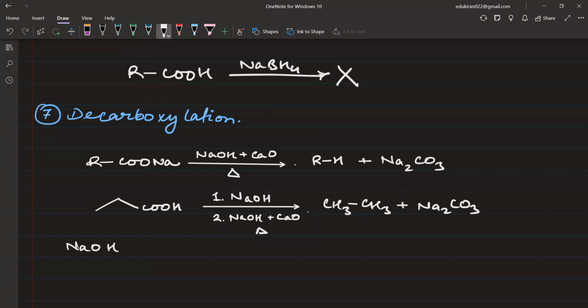NaOH plus calcium oxide in 3:1 ratio is called soda lime.